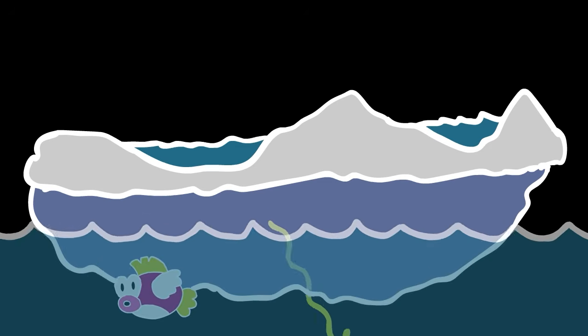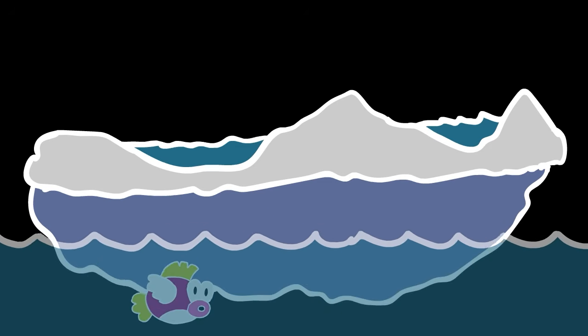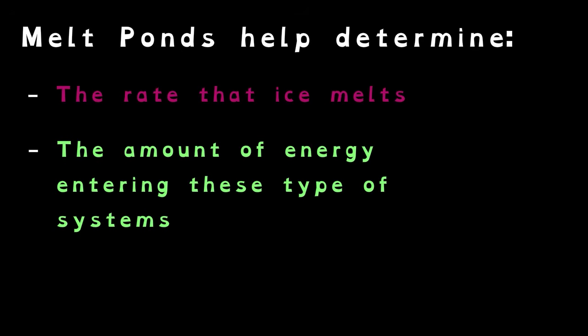However, water is dark blue, which means that it absorbs more solar radiation and allows light to pierce through into the lush ecosystem below. Thus, these melt ponds help determine the rate that ice melts, the amount of energy entering these systems, and so on.